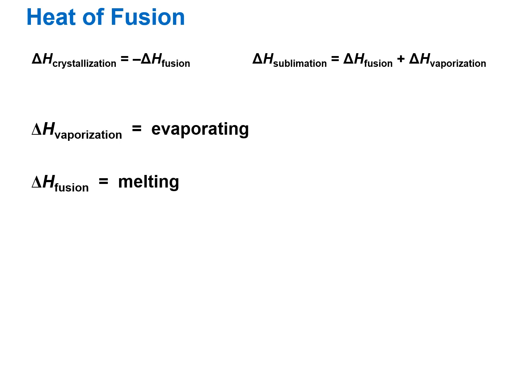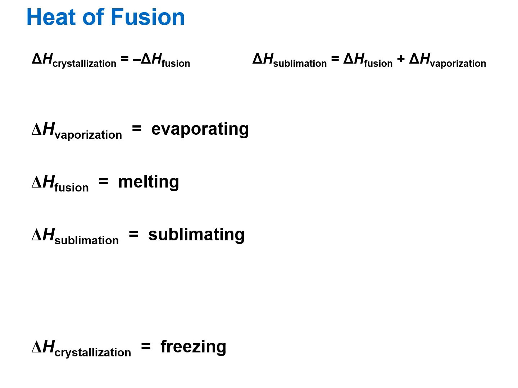When you see the heat of fusion or the enthalpy of fusion, think about melting, the energy that goes into making something melt. When you see the heat of sublimation or the enthalpy of sublimation, think of what it takes to make something sublimate. And when you see the heat or the enthalpy of crystallization, think in terms of freezing. So let's put these together and think about where our energy is in each one of these.